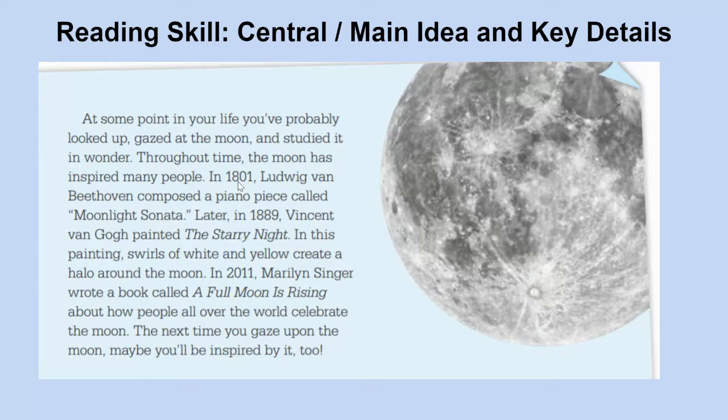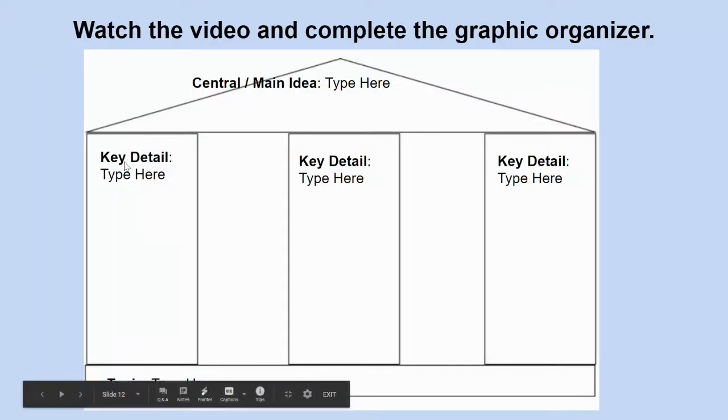We see our first one was in 1801, Ludwig van Beethoven composed a piano piece called Moonlight Sonata. Here's our first key detail we learned about the moon. Beethoven composed a piano piece called Moonlight Sonata. That would be my very first key detail that I would type in my house graphic organizer.